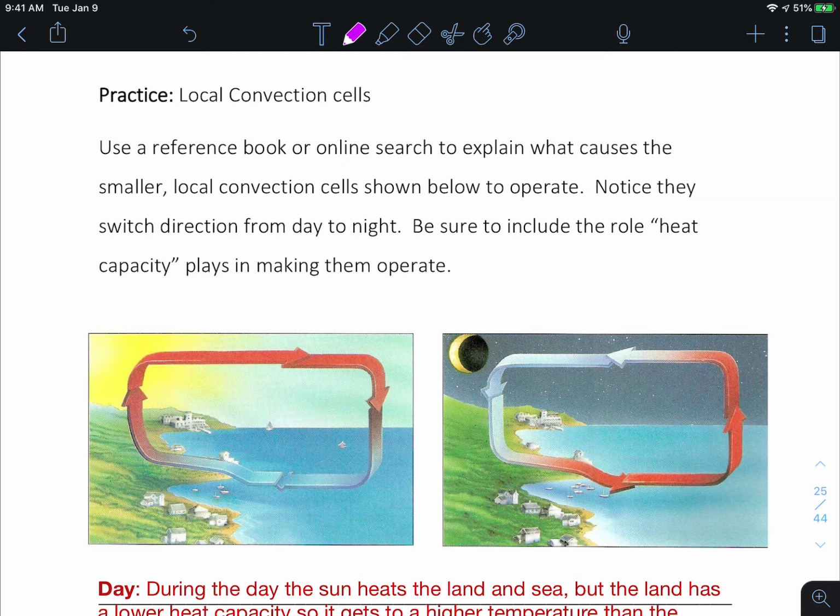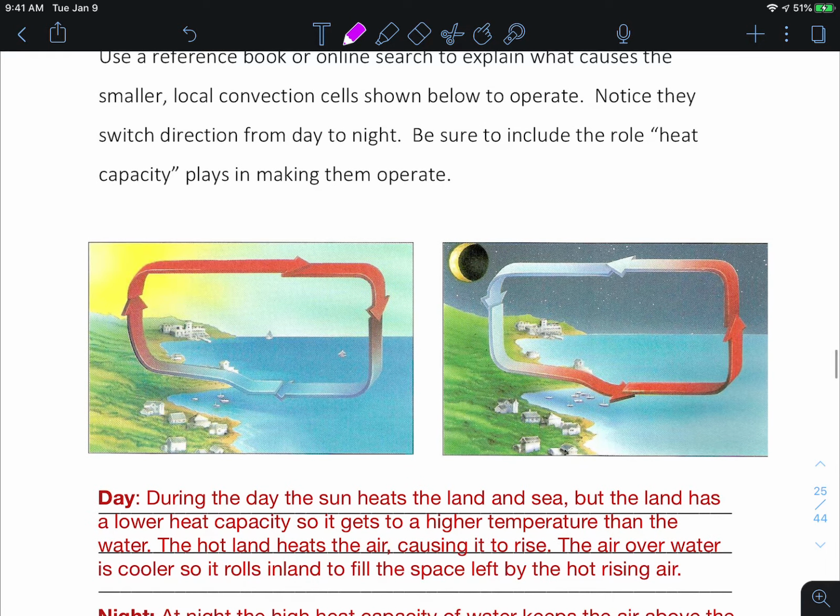So wind during the day when you live near the shore will always feel like it's coming in from the water. And that's because during the day, the sun heats up the land and the sea, but the land has a lower heat capacity. So it gets to a higher temperature than the water. The hot land will also give off more heat, causing the air to heat up and rise more than the air that's over top of water.